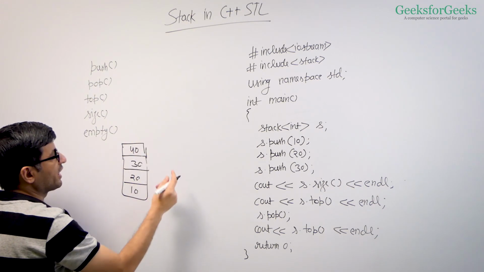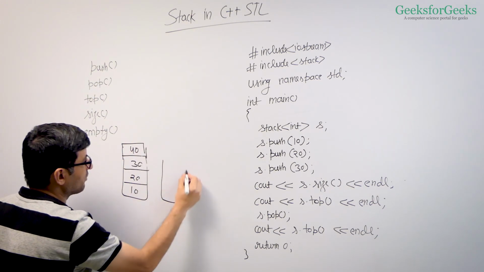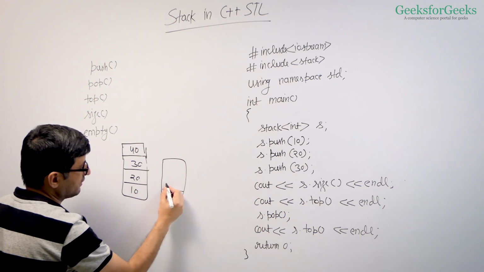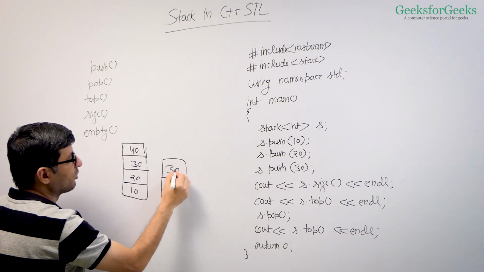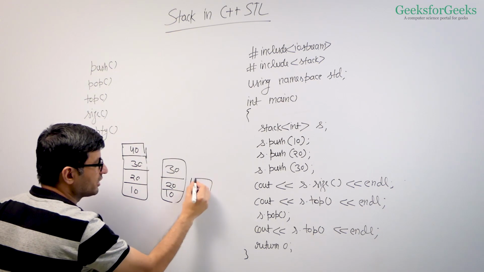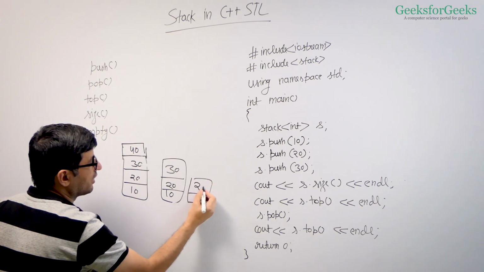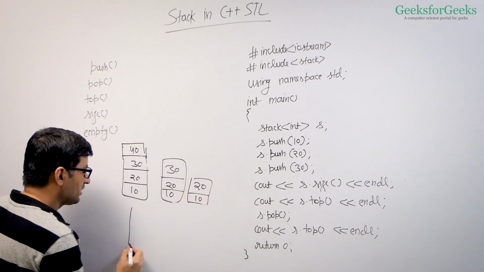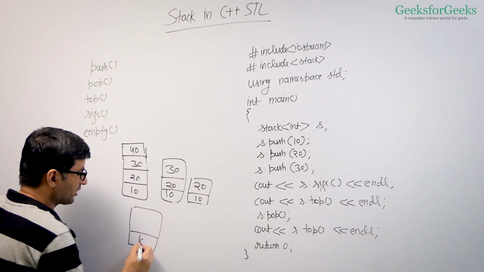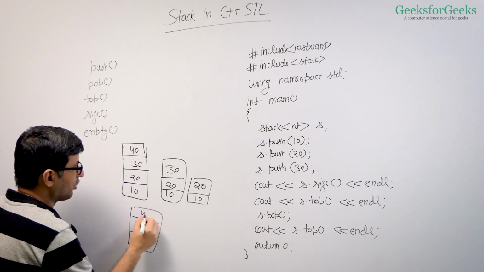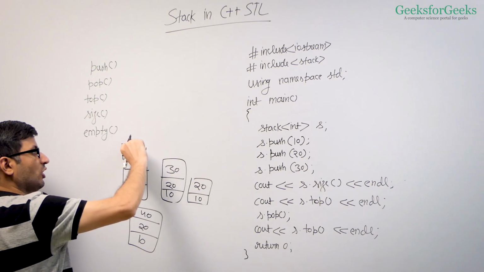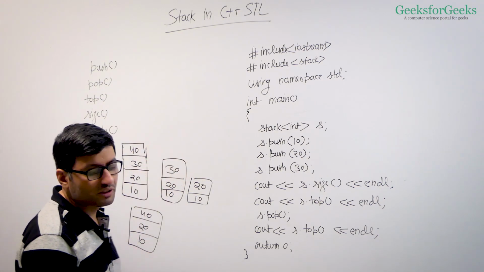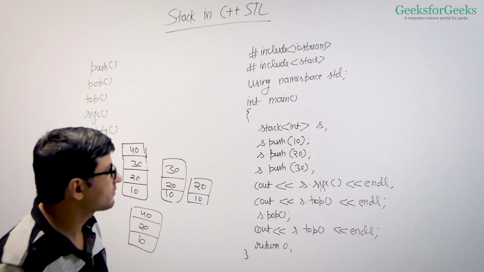So now if you remove an item, it will become 10, 20. If you remove one more item, it will become 10. Now say if you insert one item 40, it will become 10, 40. So you always insert at the top and remove from the top. That's how stack data structure works.